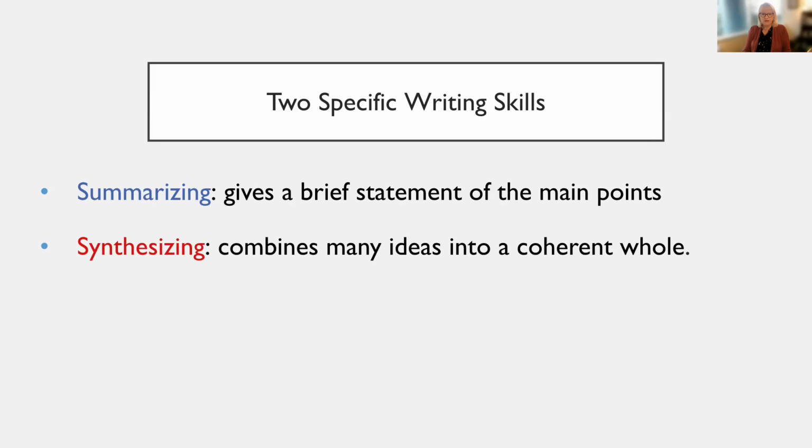Whereas synthesizing looks at, say, 10 different research studies and then figures out how to organize that information and present it to the reader as a new coherent whole, identifying all of those research studies. And this is really the main skill that you would be using when you're writing a literature review.